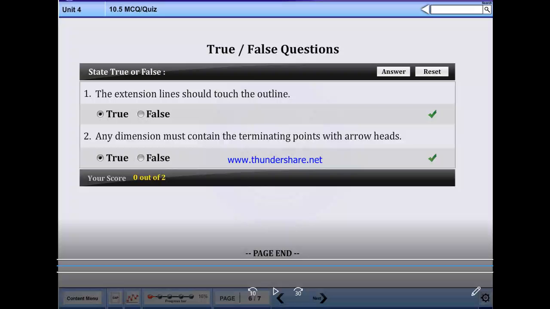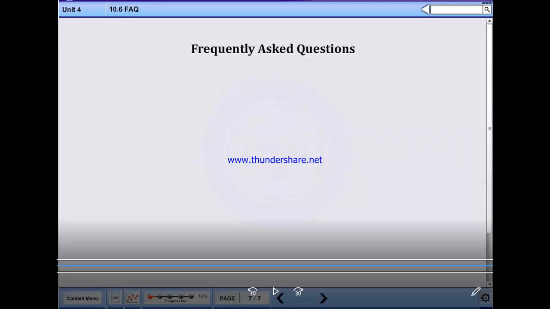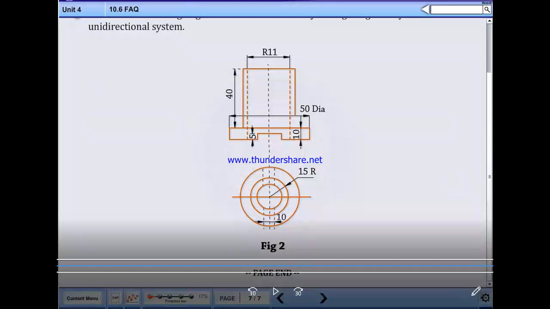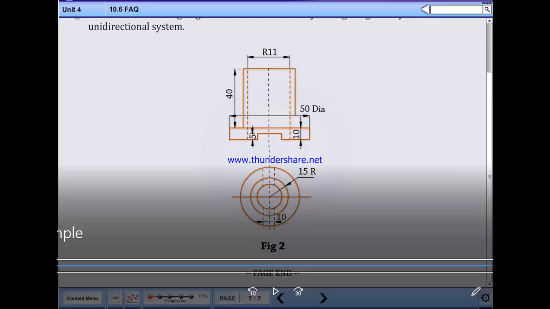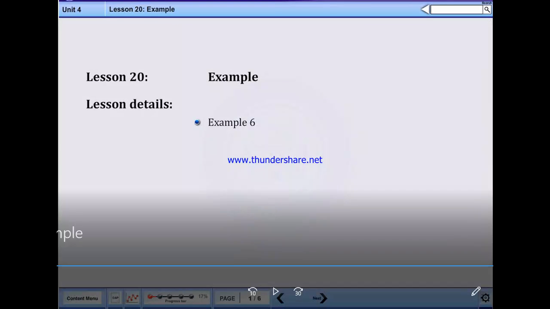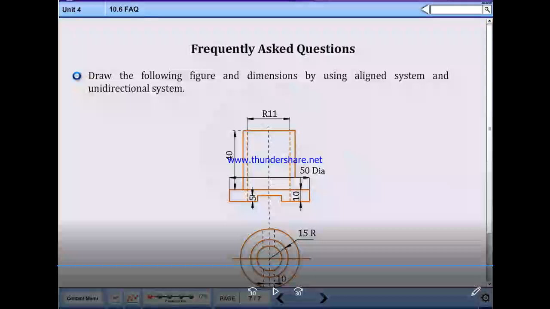Now, the extension lines should touch the outline. Yes, it is true. Any dimension must contain the terminating points with arrowheads. Yes, this is also true. Now note down the frequently asked questions. Hold on this. Draw the figure and dimensions by using aligned and unidirectional system.